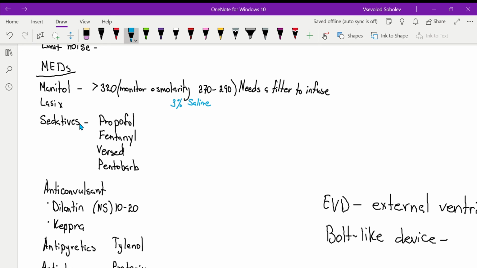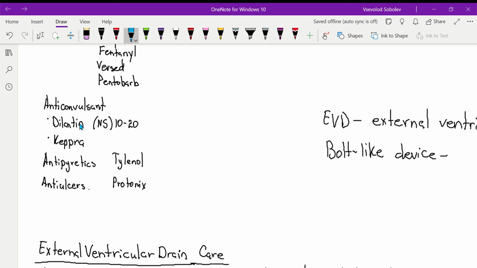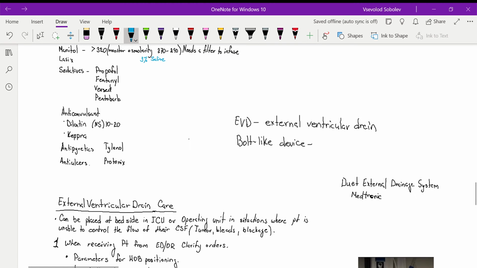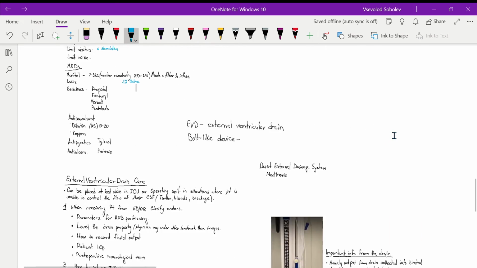You would give sedatives: propofol, fentanyl, Versed, and pentobarbital; an anticoagulant; an anticonvulsant, Dilantin or Keppra; an antihypertensive; anti-ulcers such as Protonix; and Tylenol. Okay.